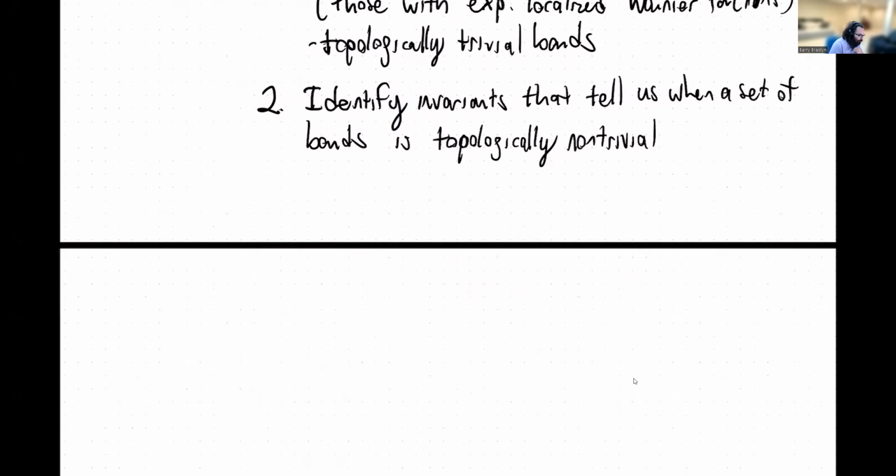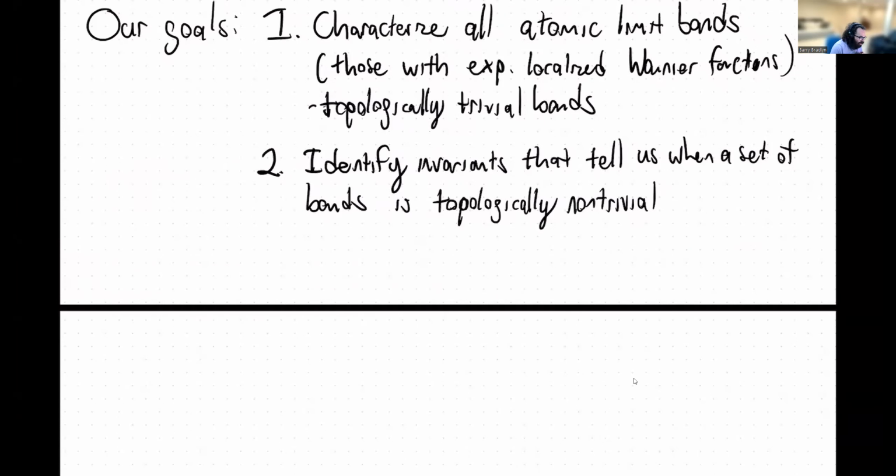Okay, so let's start by finding a set of criteria that all of these atomic limit or topologically trivial bands need to satisfy. So let's say we pick a Shubnikov space group, I'll call it G. And we want to build a crystal with the symmetries of this space group.